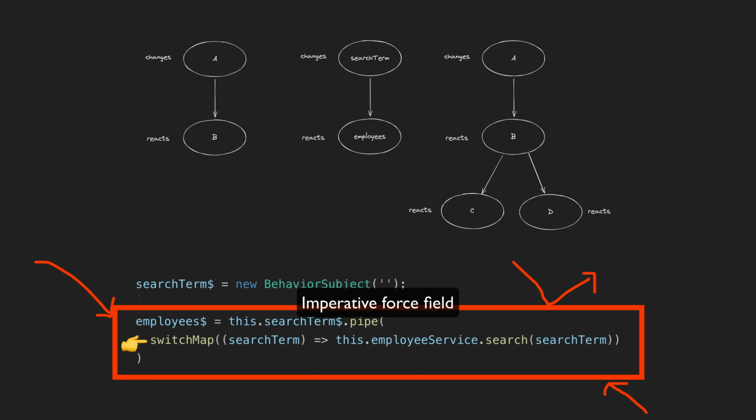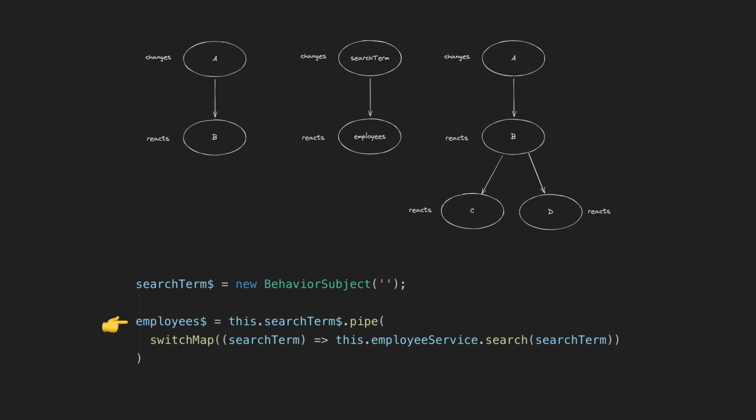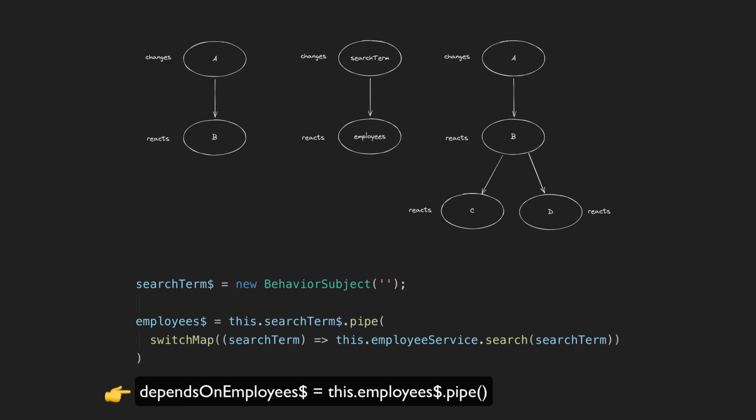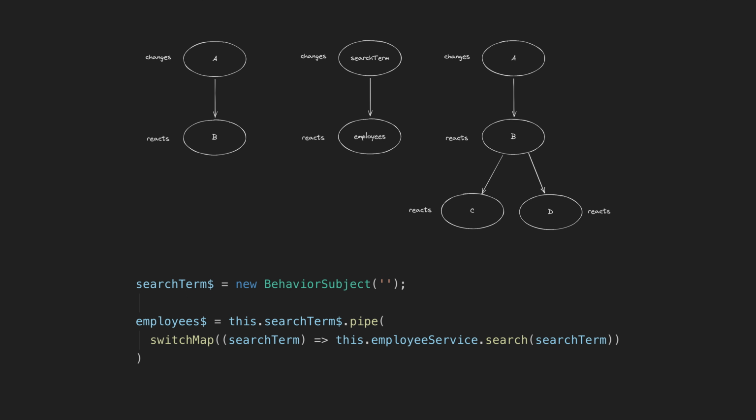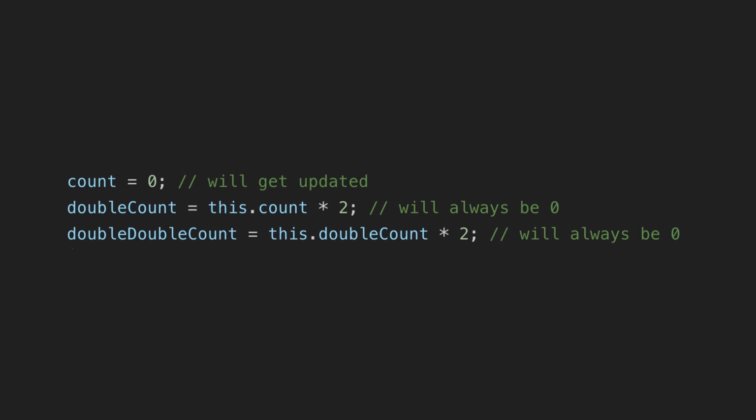And if anything else depends on this value, then anytime this value updates, the value that depends on it also updates. So in short, we can easily see what something is just by looking at its declaration and its declaration alone. And everything in our application is just going to react automatically to changes. So if we tried to do this without RxJS in the current version of Angular, it wouldn't work. When count changes, the double count and double double count wouldn't also update.